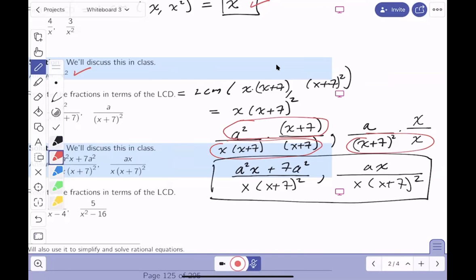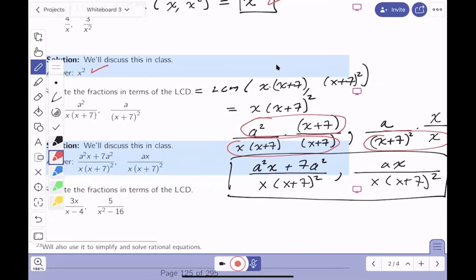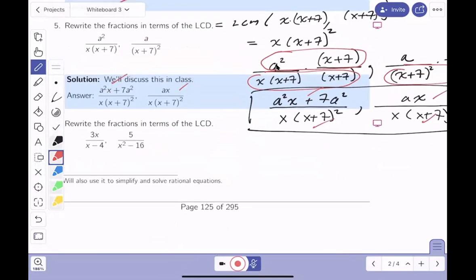And let's check it. And what do you get? Let's look at it. You're getting a squared x plus 7a squared, and then on the bottom, you get the proper bottom. Let's do the next one. And you got that one right too. Everything's looking fine. All right, let's keep moving forward.